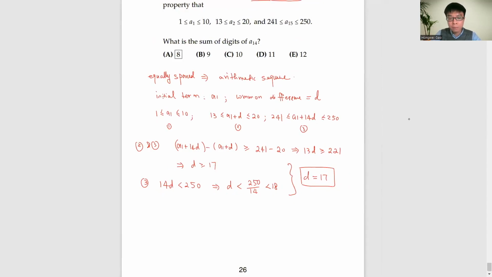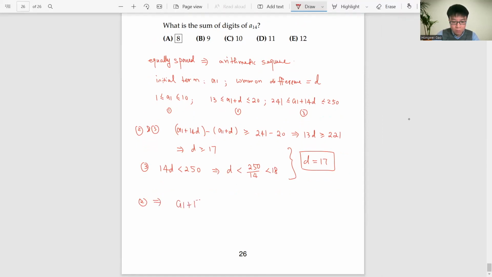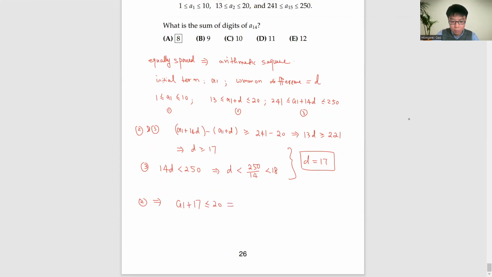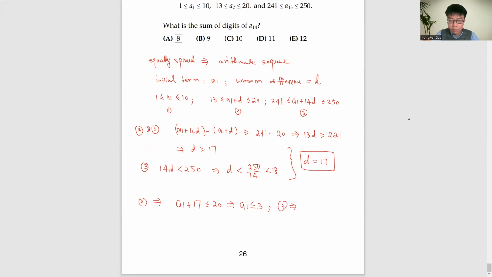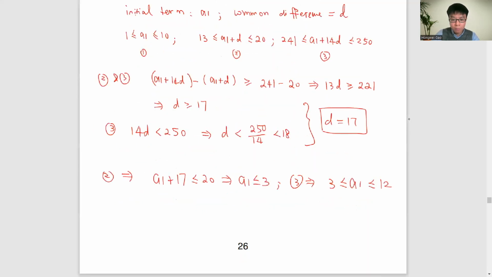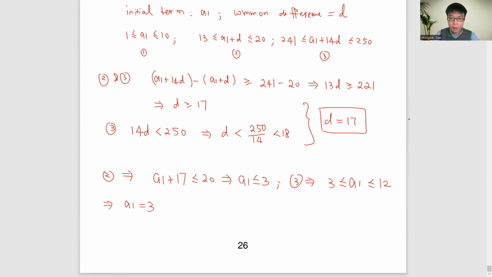Next, we consider A1. Based on the fact D equals 17, we consider the second inequality. It implies A1 plus 17 is less than or equal to 20. That means A1 is less than or equal to 3. And from the third inequality, when we plug in D equals 17, we have that A1 is larger than or equal to 3 and less than or equal to 12. Combine these two, we see that A1 must be 3. Now we know everything about the sequence.